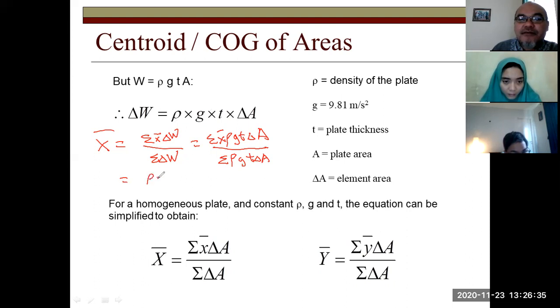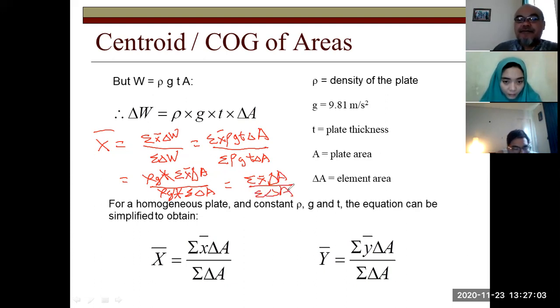So this becomes rho g t sigma x delta A divided by rho g t sigma delta A. Here the upper part and the lower part cancel, so this becomes sigma x delta A divided by sigma delta A. So this is sigma x delta A, and the denominator is basically the total area of the plate. Similarly for the y coordinate.